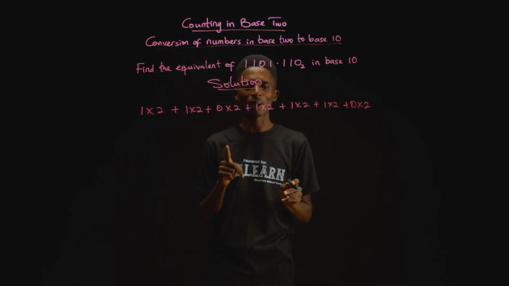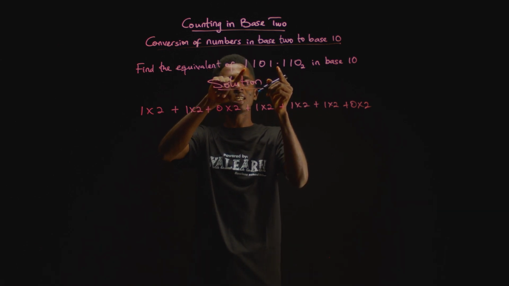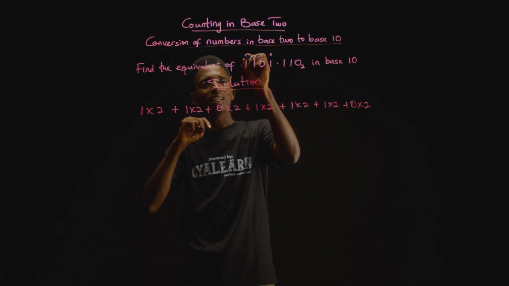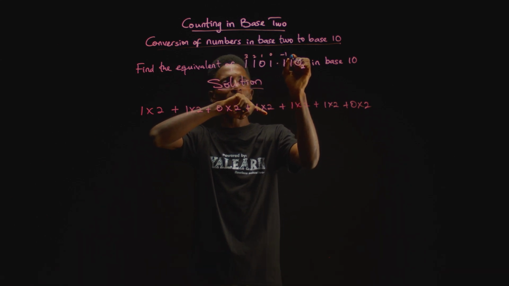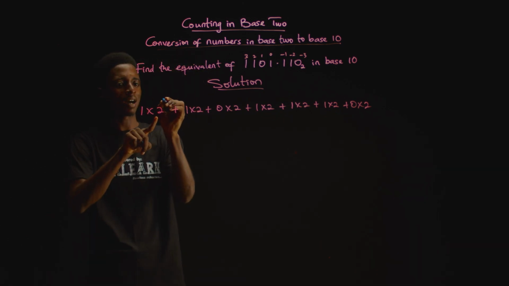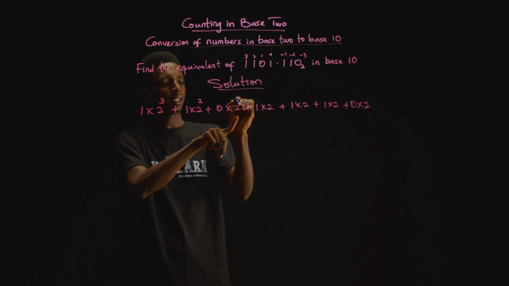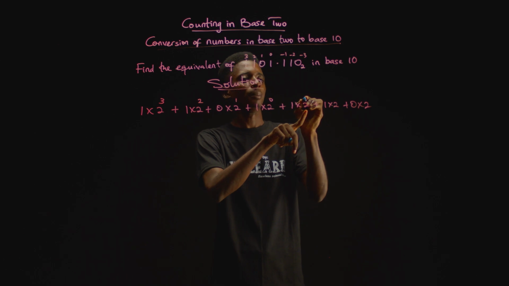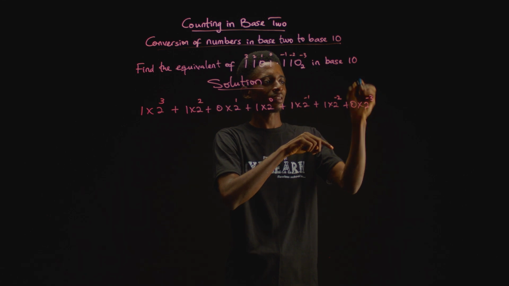Now, when we are given the power, we have to take note of this. The ones before the decimal point will carry 0, 1, 2, and then 3. Then after the decimal point, we would have minus 1, minus 2, and then minus 3. So let's follow that. Here we would have power of 3, power of 2, then 1, 0, minus 1, minus 2, minus 3.